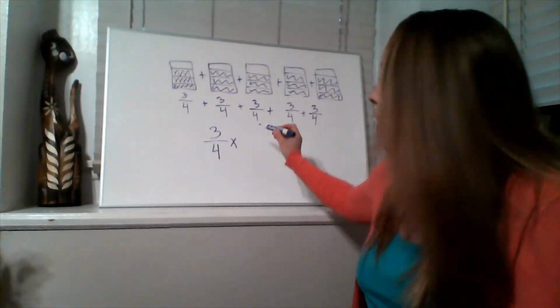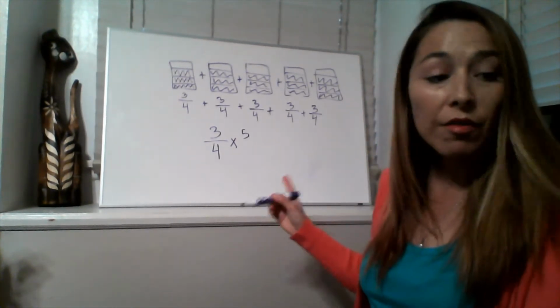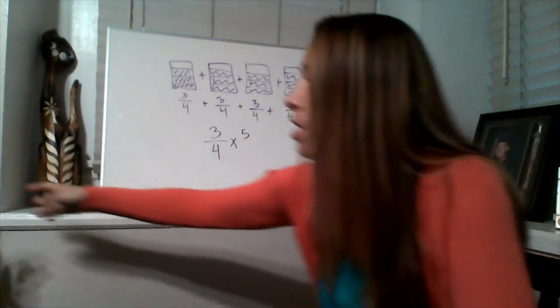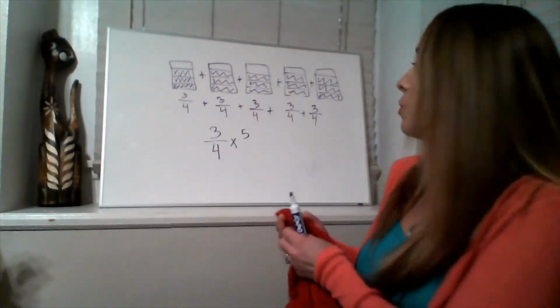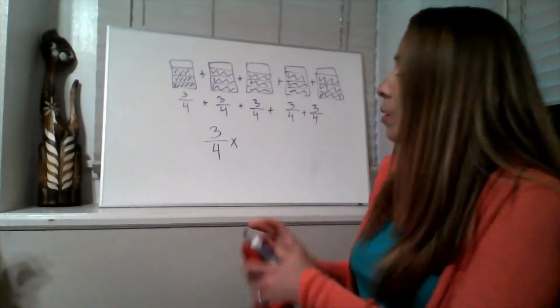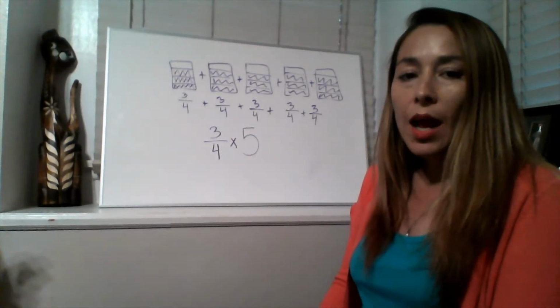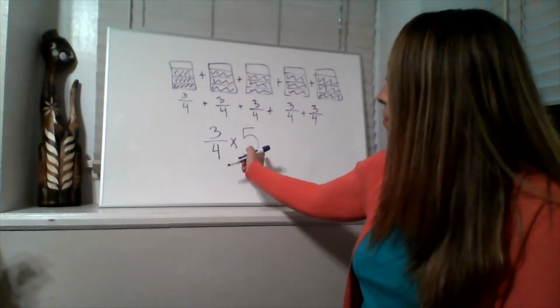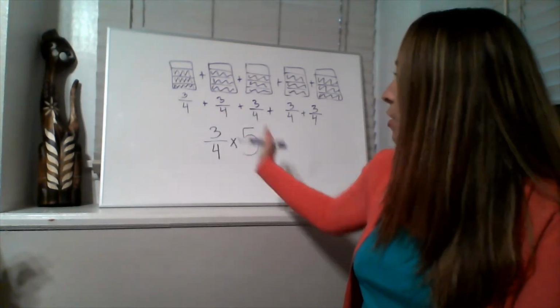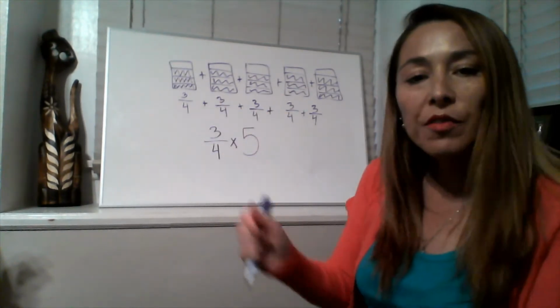Now I'm not going to write 5 little because that looks like a fraction. I want to make sure it's a whole number. So I'm going to make that 5 pretty big. Big 5. And this is not just times it by 5, nothing crazy. I'm literally saying 3/4 5 times.